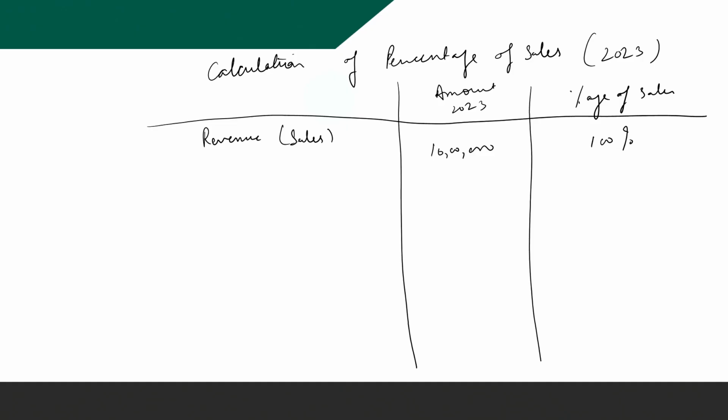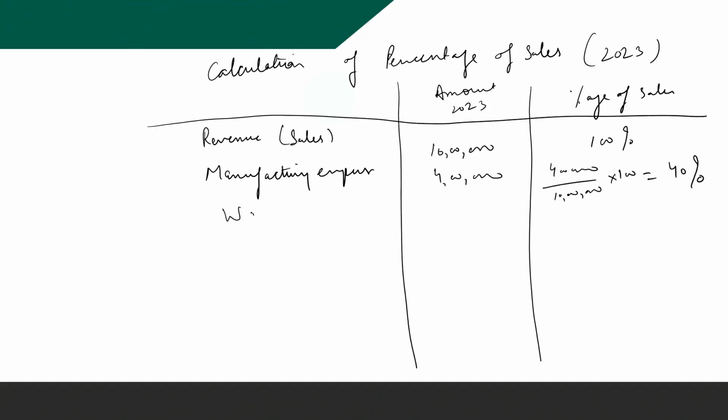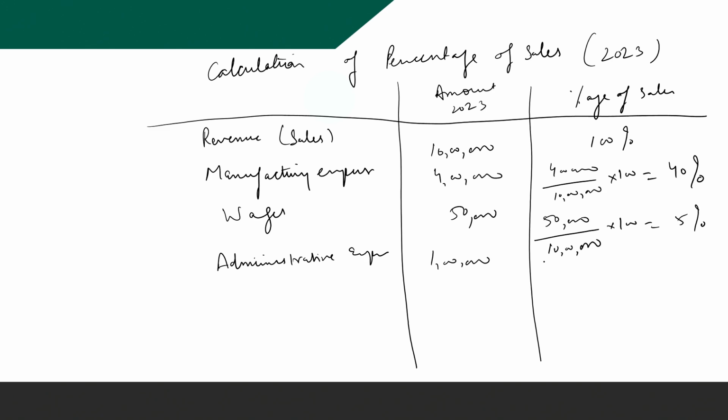Next is manufacturing expenses given as 4 lakh rupees. It is to be calculated as 4 lakh divided by 10 lakhs into 100, which reaches the figure of 40%. Similarly, the wages given in the question are 50,000. We compare this 50,000 with the sales of rupees 10 lakh into 100, and it reaches the figure of 5%. Then we have administrative expenses, which is given as 1 lakh rupees. This 1 lakh divided by 10 lakh is equal to 10%.